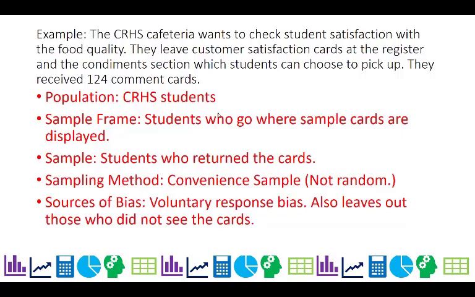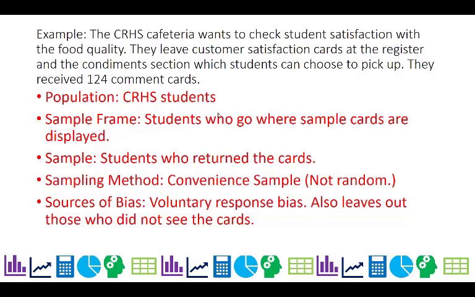Sources of bias. So voluntary response bias, and I should have actually put undercoverage as well. Voluntary response bias because only people who feel strongly enough to take their time during lunch to fill out a card are going to do that. What kind of people are going to do that? People who really like the food and people who really hate the food. So you will have more extremes.